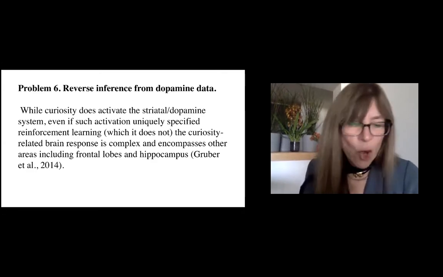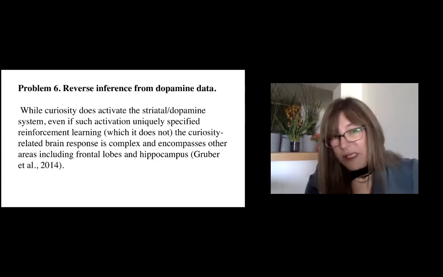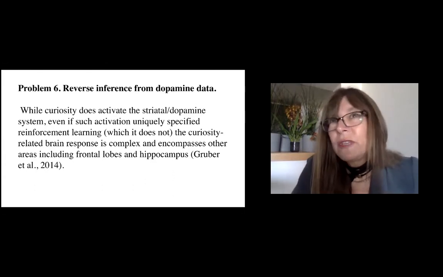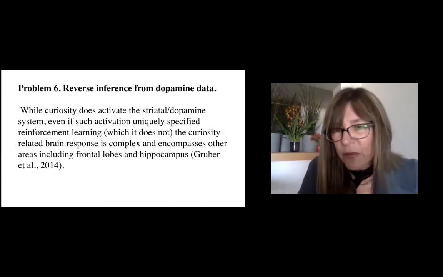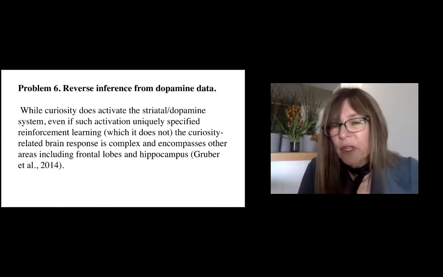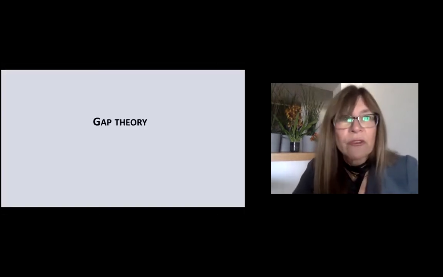And there's a problem seven, which I didn't put in the slides, but the thing that worries me most about it, and that is deeply contradictory in a certain way, is the passivity that's implied by reinforcement learning. And I see curiosity as being a really deeply active process rather than a passive process.